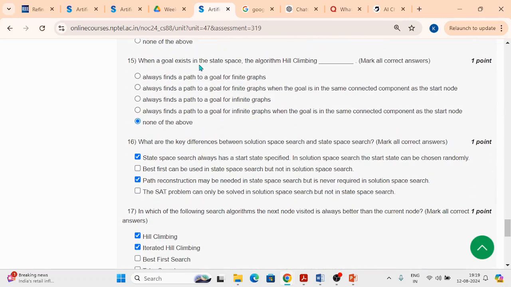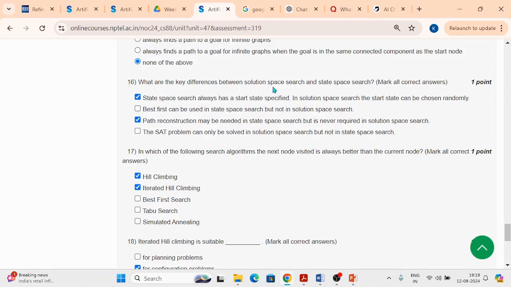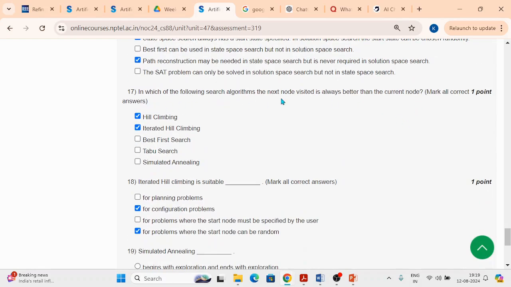And next 15, when a goal exists in the state space, the algorithm hill climbing. So I think it's none of the above. It does not always find it, I think. I kept none of the above as the answer. What are the key differences between solution space search and state space search? State space search always has a start specified, but in solution space search there is no need for a start state; it can be specified randomly. And path reconstruction may be needed in state space search but is never required in solution space search.